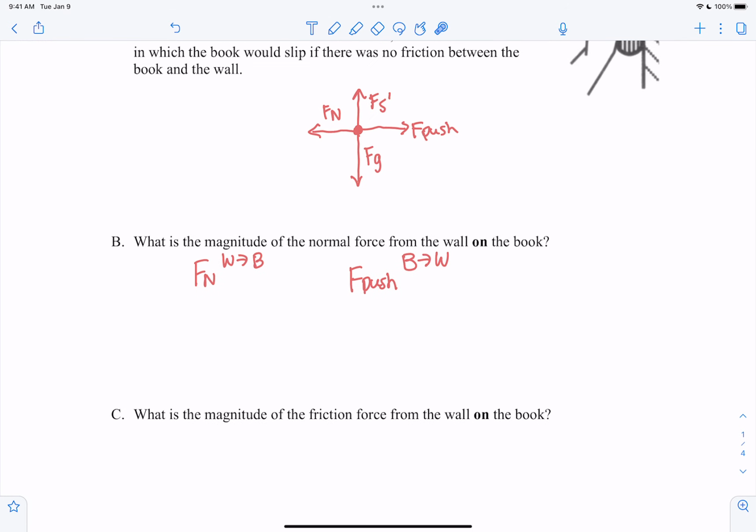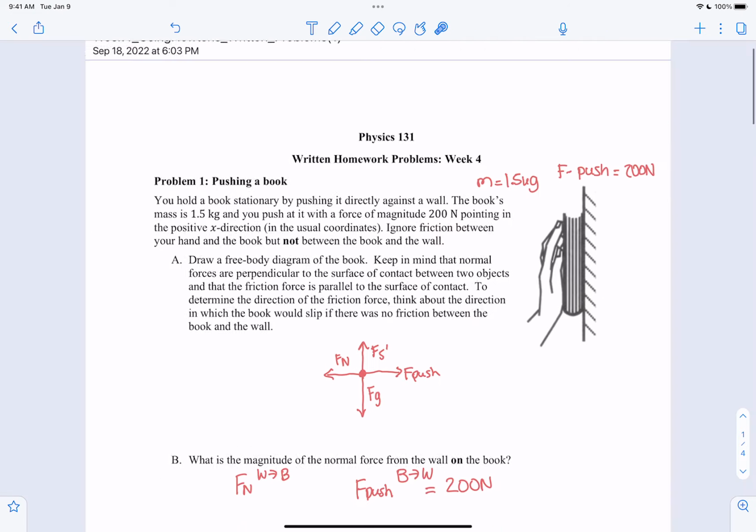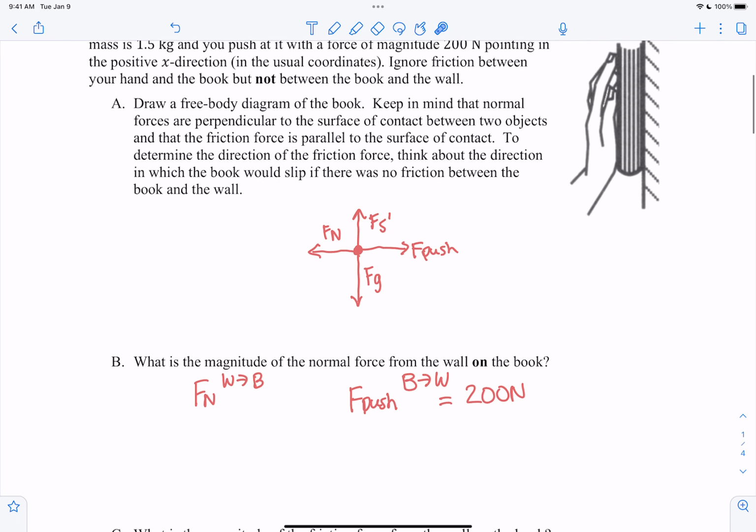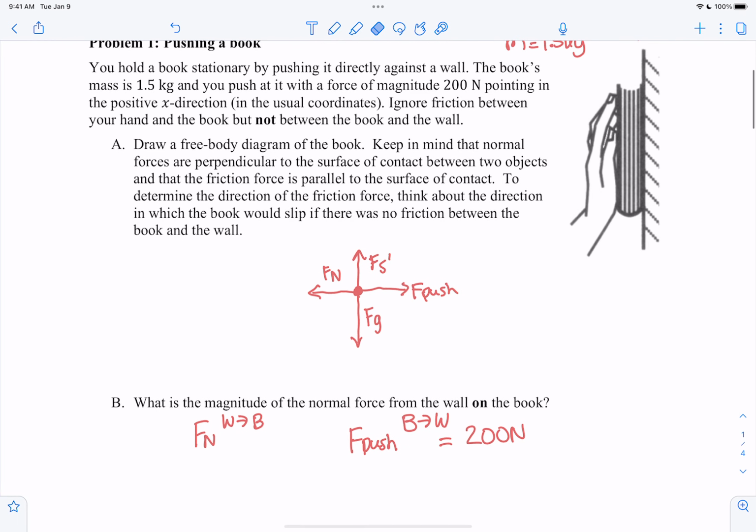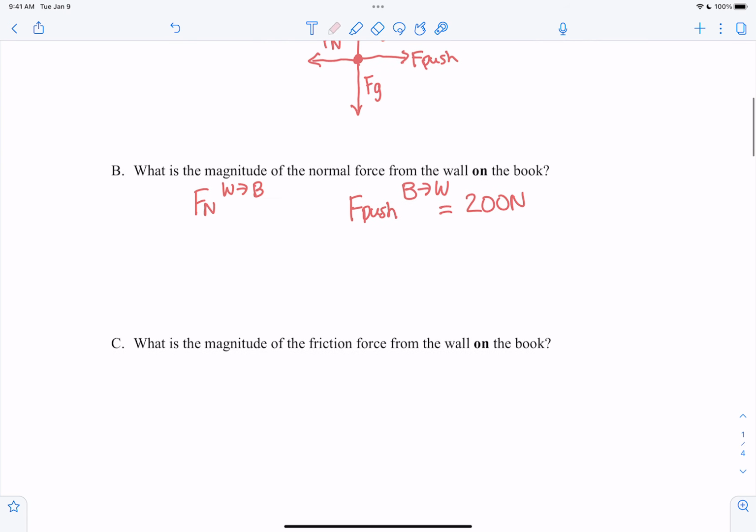So if we want to figure out what the normal force is, right, we have access to this F push force, right? We know that F push is equal to 200 newtons, right? So if there's no movement in the x direction, based on the context of the problem, because the book is stationary, and based on our free body diagram, what can we do to figure out the normal force here?